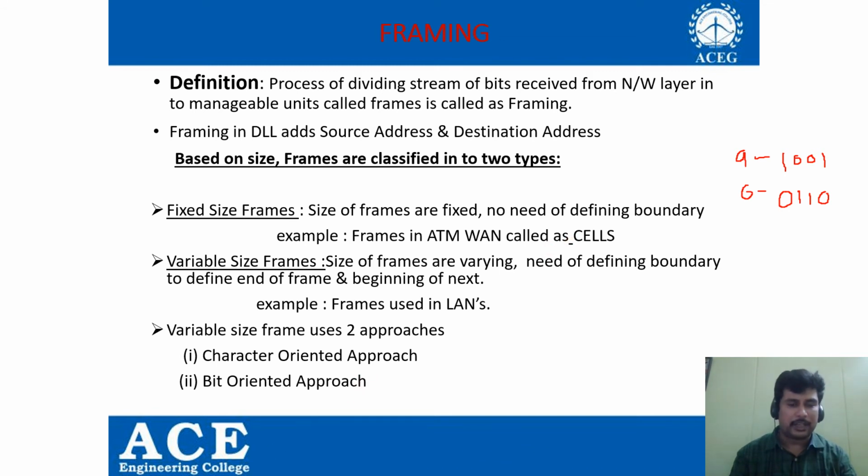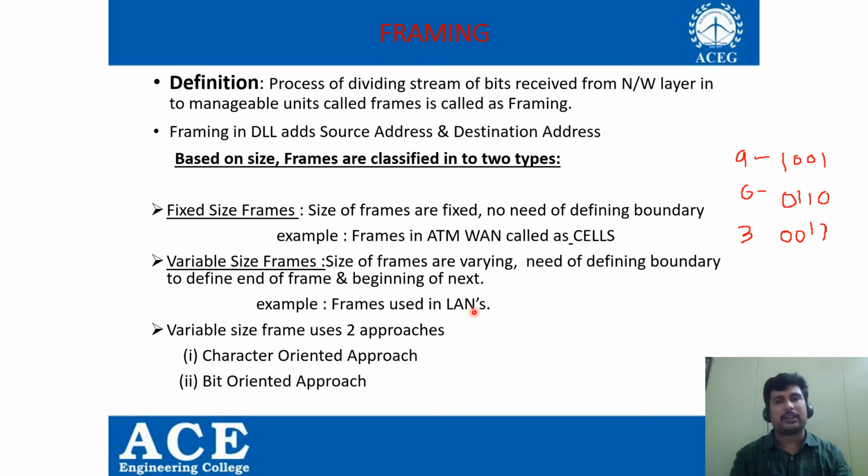In the other scenario, where you need not have this requirement, for instance, if I have a value like 3, I just require 2 bits to represent it: 1 1. But with fixed size, I have to represent 3 as 0 0 1 1. If it is variable size, I can just represent it as 1 1. This is the difference between fixed size frames and variable size frames. Here, frames can have different sizes, and they are referred to as variable size frames. To separate two frames, we need to define a boundary to indicate the difference between two consecutive frames. Generally, variable size frames are used in local area networks.